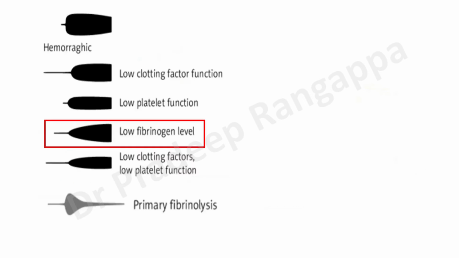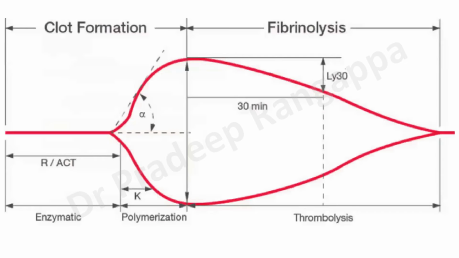This talk is not on TEG. But if you are cognizant of the TEG format, there is a distinctive pattern which shows a low fibrinogen level. If you see this pattern, then you would know that the patient is low on fibrinogen, and it becomes an indication for giving fibrinogen concentrate. I'll just make a brief mention and do a separate video detailing the interpretation of TEG and ROTEM.